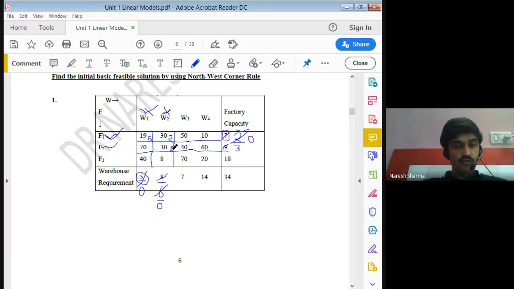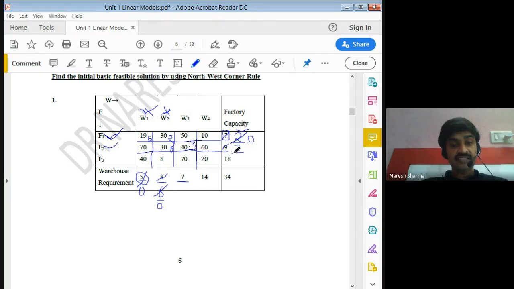So now we go toward the right side of this assigned cell. The next cell is this one. We need to assign some value here. We assign the value which is the minimum of the row and column. Here the row means the factory capacity is 3, and the requirement of the warehouse is 4 units, but we are able to send 3 units only, so we can write here 3.